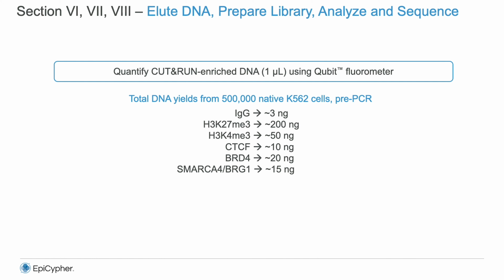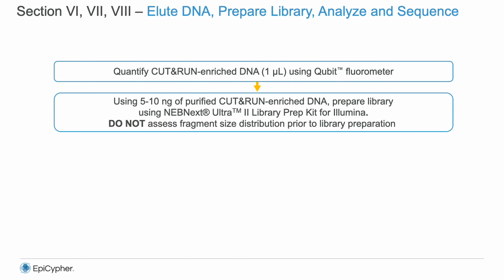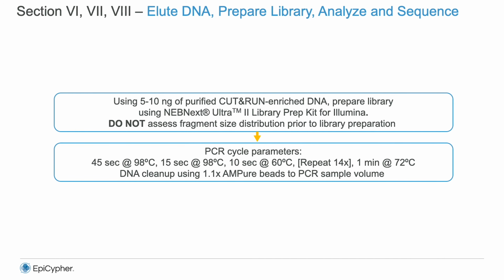We expect about 200 nanograms for our H3K27me3 positive control antibody, while transient factors like SMARCA4-BRG1 yield about 15 nanograms. Once your samples are quantified, you can proceed to library preparation. Do not assess fragment size distribution prior to library prep, as the yield may be below the limit of detection for this analysis and is not indicative of experimental success.